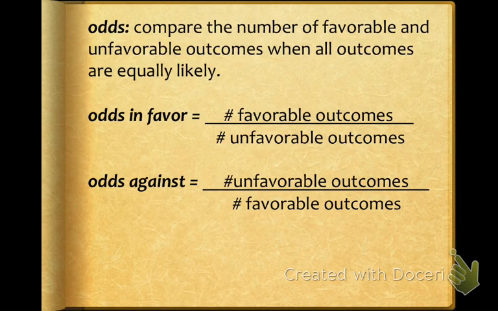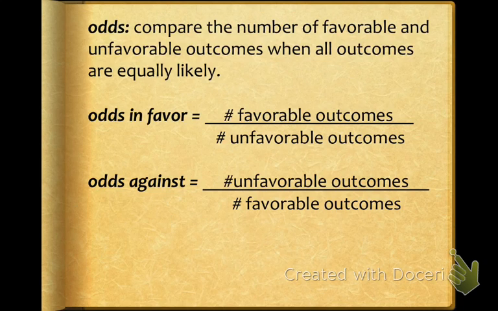Odds are different. What odds are is a comparison. It's not out of the total like it is for probability. It's the comparison of the number of favorable and unfavorable outcomes when all outcomes are equally as likely. So for example, the odds in favor of something happening, we would say, how many ways can I make that happen versus how many ways can I not make that happen?